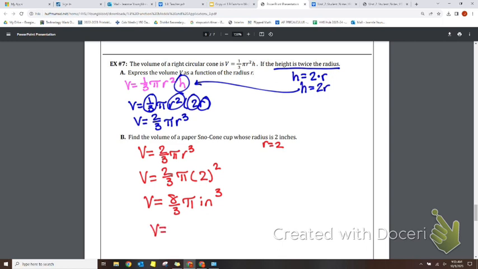Or we could put that in our calculator, 8/3 times pi. Wait a minute. Oh, this is supposed to be cubed. So that would be 2 cubed is 8 times 2, that makes us 16. I apologize. So 16/3 pi, or 16 pi over 3, however you want to look at it, inches cubed. And if we were able to use our calculator, we want it in decimal form, type in 16 divided by 3 times pi, or 16 pi divided by 3, and it's going to tell us 16.755, and it's inches cubed.